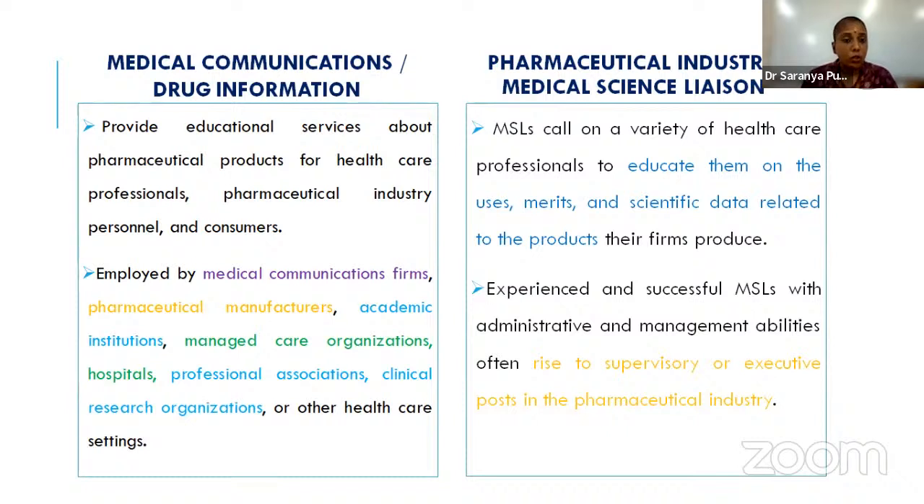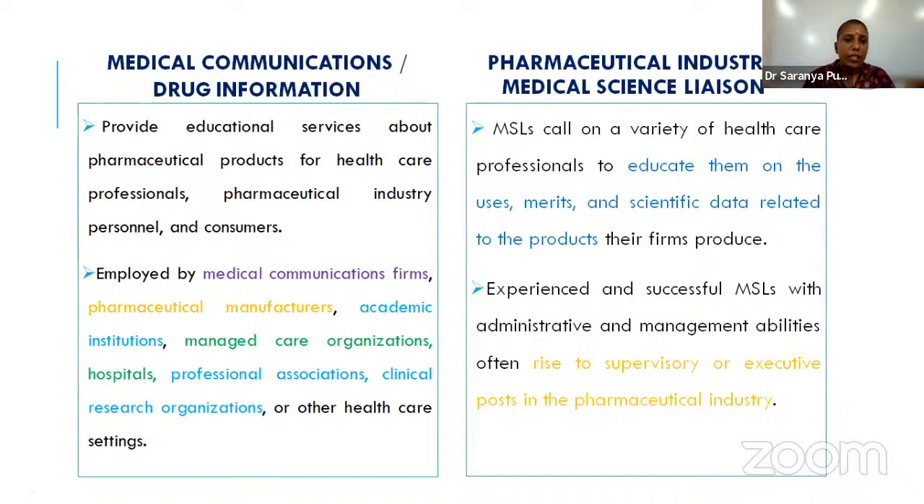What are the different resources to be searched? So you will be trained to provide drug information. So drug information pharmacist is also another career option. Pharmacists provide educational services about pharmaceutical products for healthcare professionals, pharmaceutical industry personnel, and consumers.